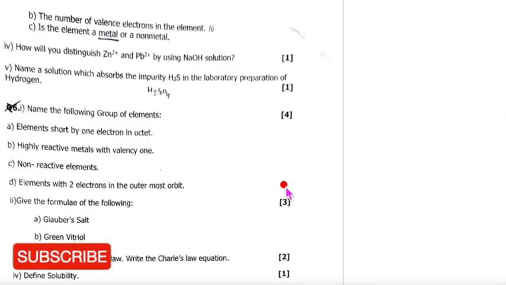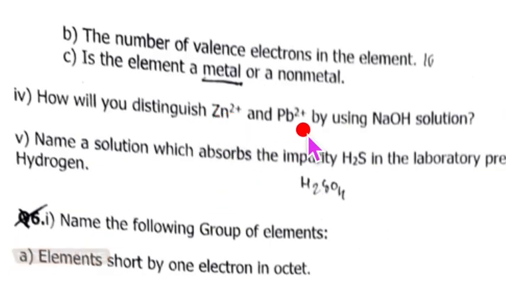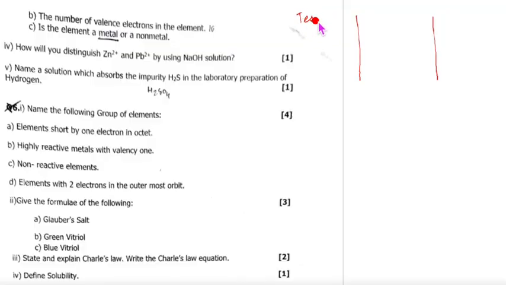Okay. Now we come to how will you distinguish between zinc 2 plus and lead 2 plus using NaOH solution. Now whenever they give you a question like this, you will have to make the columns. So the first column is going to be the test, and here it is going to be Zn2 plus, and here it will be Pb2 plus. And they say use NaOH, so we will say add NaOH little and then in excess.